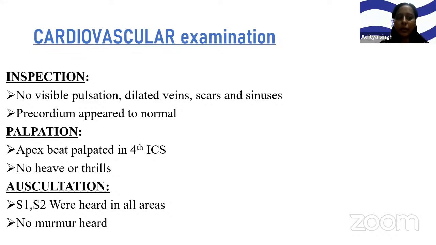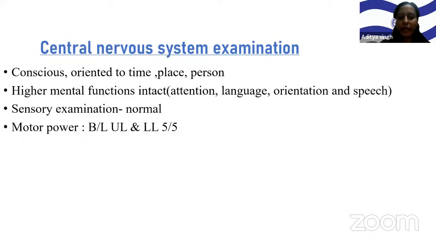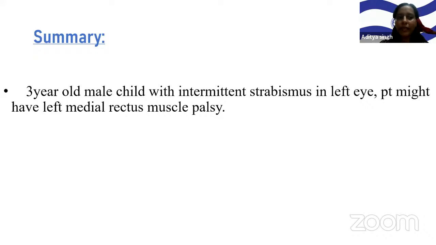Cardiovascular examination: no visible pulsation, dilated veins, scars, sinus seen. Pericardium appears to be normal. Apex beat palpated in the fourth intercostal space, no heave or thrill. S1 S2 were heard, no murmur heard. Central nervous system examination: patient is conscious, oriented to time, place and person. Higher mental functions are intact. Sensory examination is normal. Motor power is equal in all four limbs. Summary: it's a 3-year-old male child with intermittent strabismus in the left eye, and the patient might have left medial rectus muscle palsy. Thank you, ma'am.